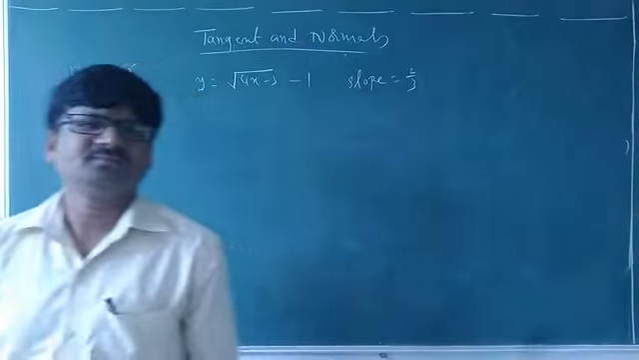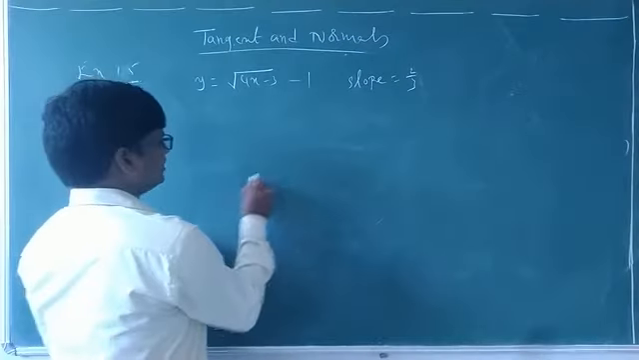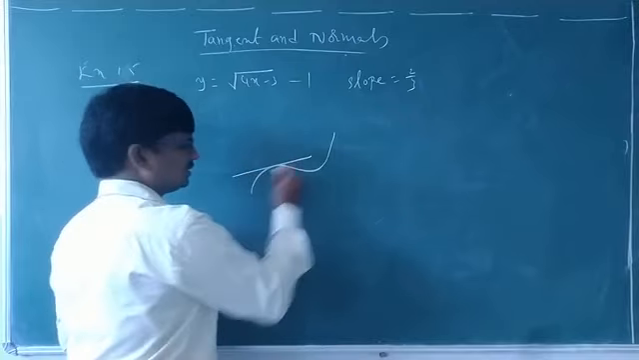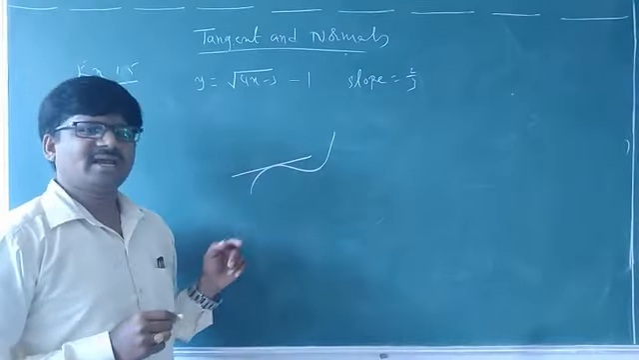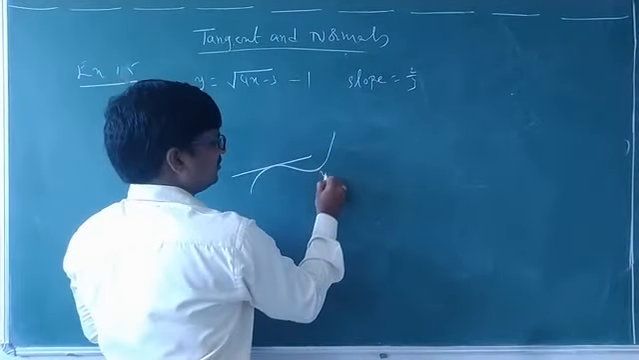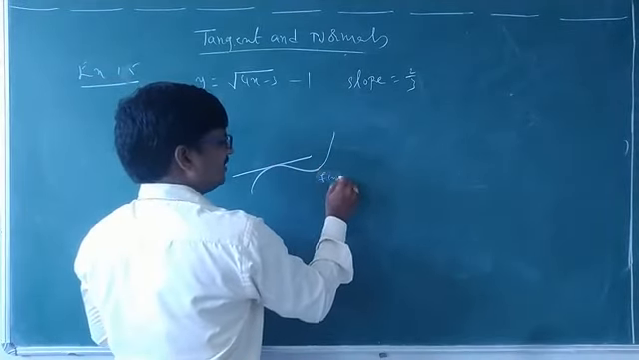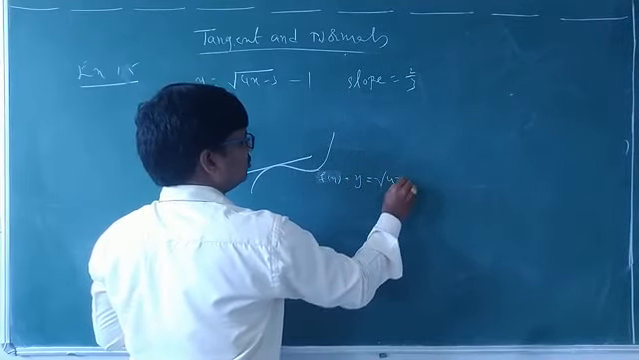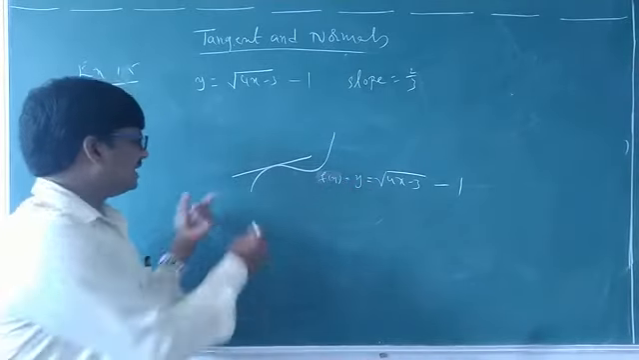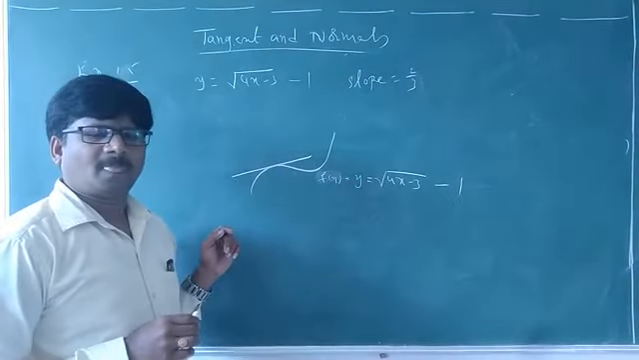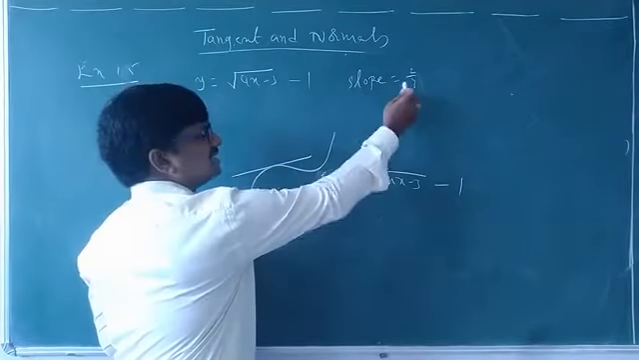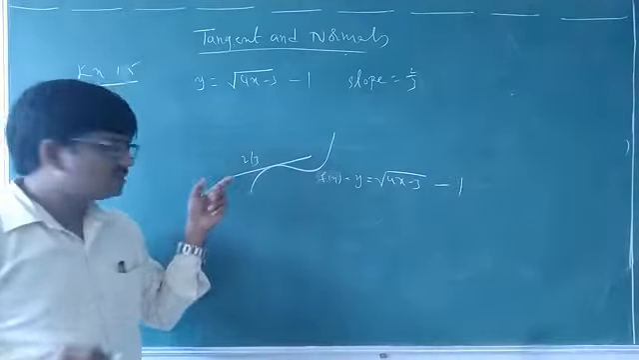Actually, what is being asked here? One curve is given. To this curve, there is a tangent. The curve means f of x, that is y is equal to root of 4x minus 3, minus 2. To this curve, a tangent is there, not? Yes. And what is the slope of this tangent that is given? 2 by 3.